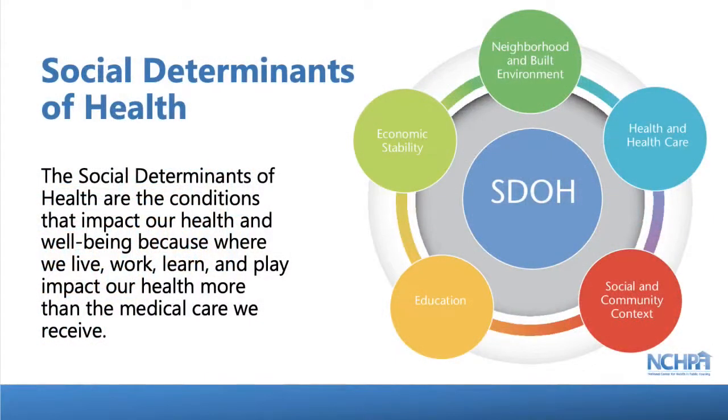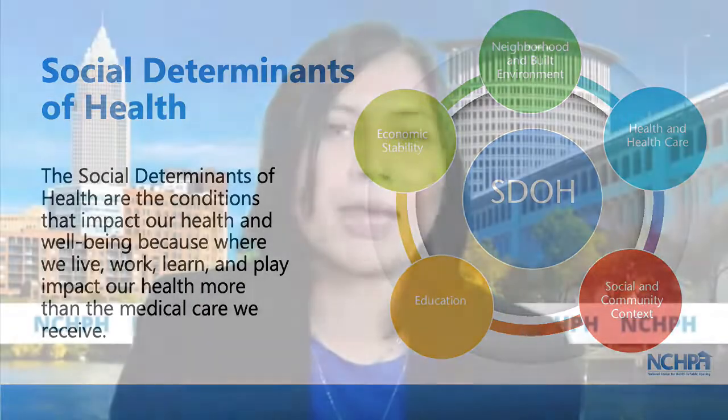First, I think we need to start with some level setting, define what we mean by the social determinants of health, or SDOH. SDOH are the conditions that impact our health and well-being because where we live, work, learn, and play impact our health more than just the medical care we receive. So health starts in our homes, in our schools, in our workplaces, and in our neighborhoods.